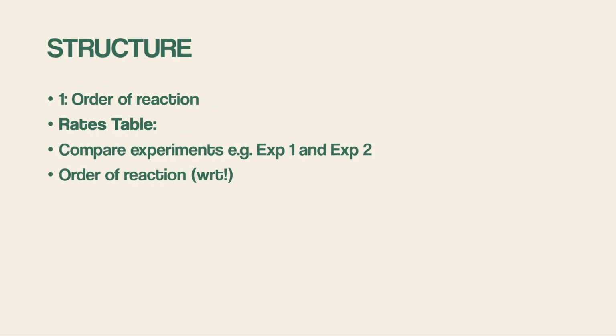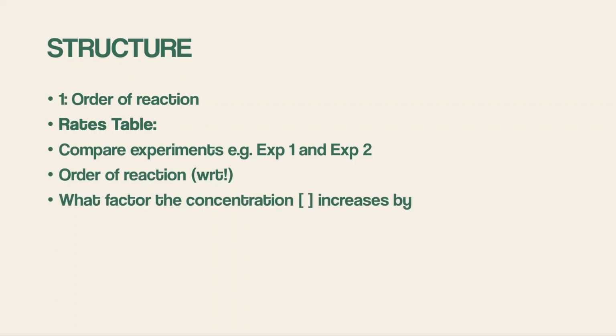Then you need to say the order of reaction. This is just how you're going to phrase everything. And use WRT as an abbreviation. That just means with respect to. It just makes things a lot quicker. And then you say what factor the concentration of the reactant increases by. The square brackets, if you don't know already, it means concentration. Then you need to state what factor the rate increases by.